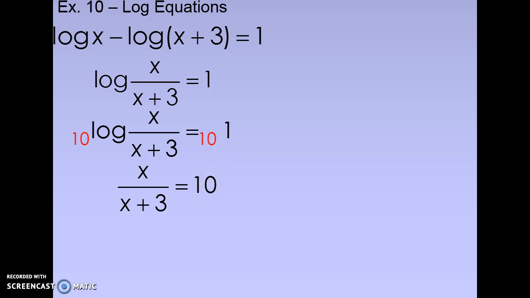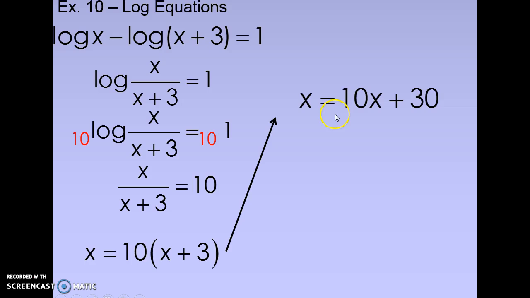Now I got to solve this. I'm solving a fraction, so I know I got to multiply both sides by x plus 3. When I do that, this cancels out on this side and leaves me with just x. So now I have x on this side, and I multiply x plus 3 on this side. Now I have 10 times x plus 3. Let's move over here and give me some room. Using my distributive property, I now have x equals 10x plus 30.